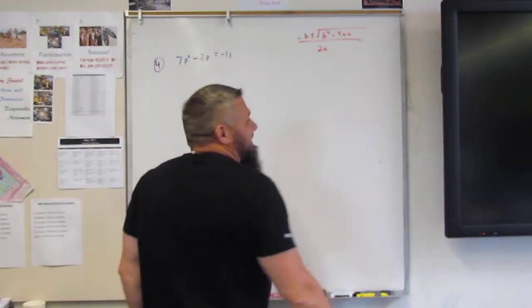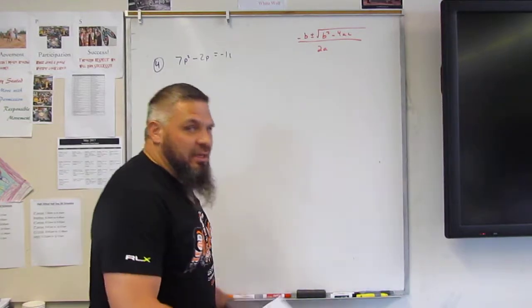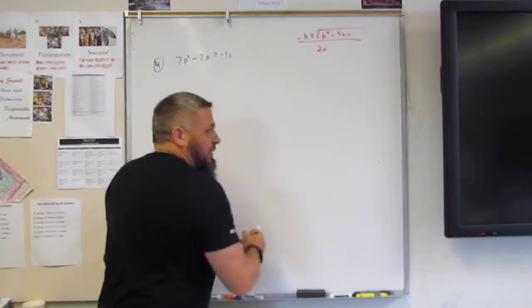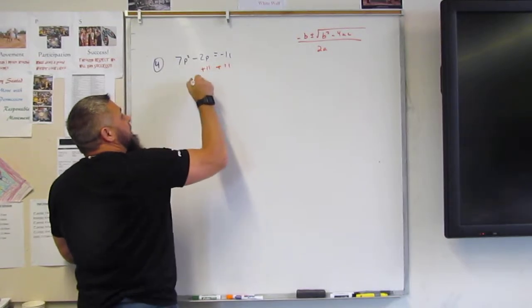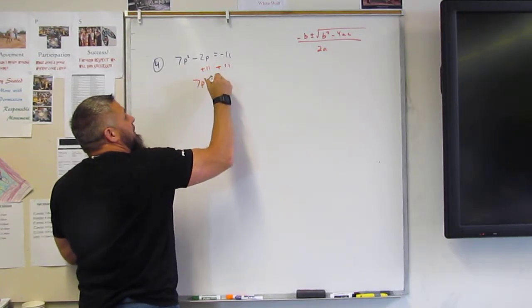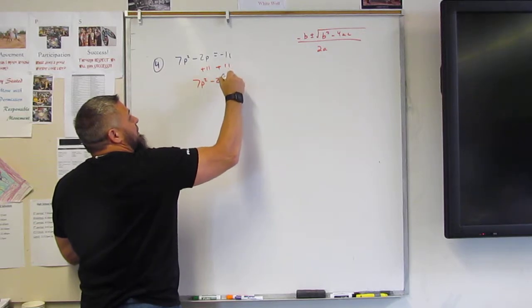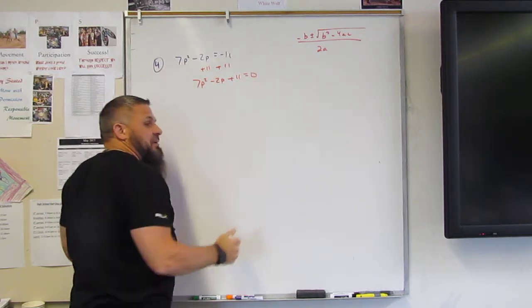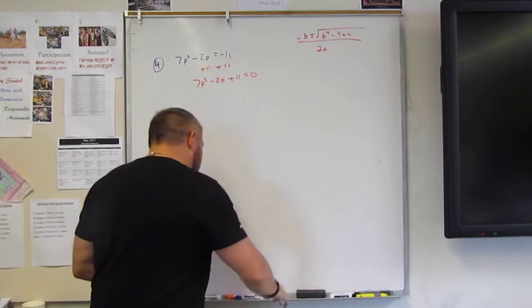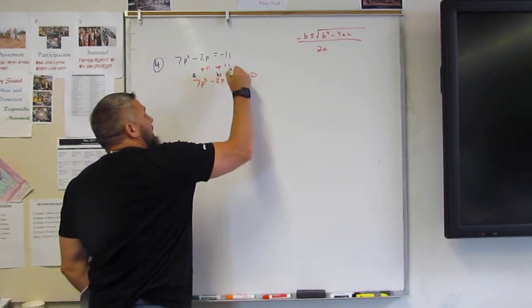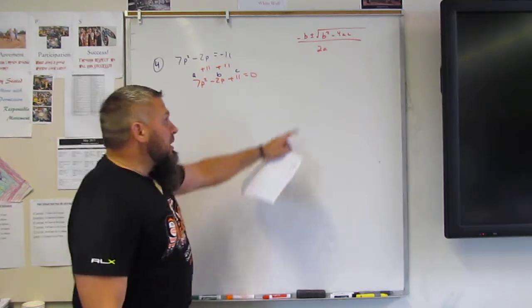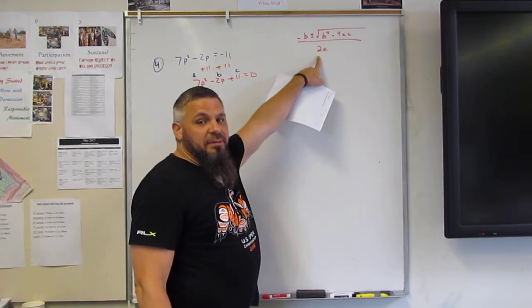Alright. We're going to start by moving 11. I want to add 11 to both sides. So I get 7p squared minus 2p plus 11 equals 0. What that does is it gives me my A, my B, and my C, so I can plug it into my quadratic formula.